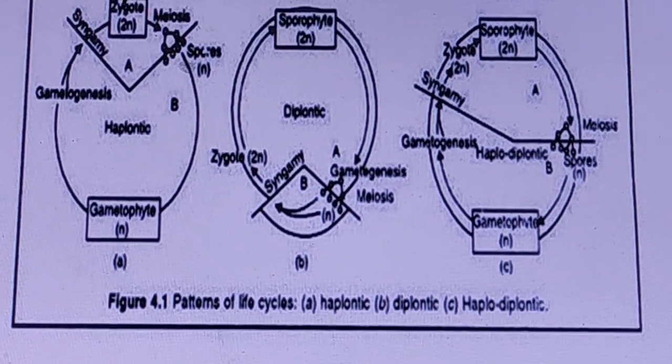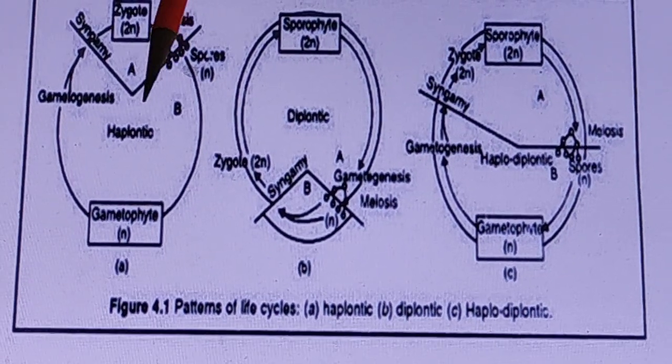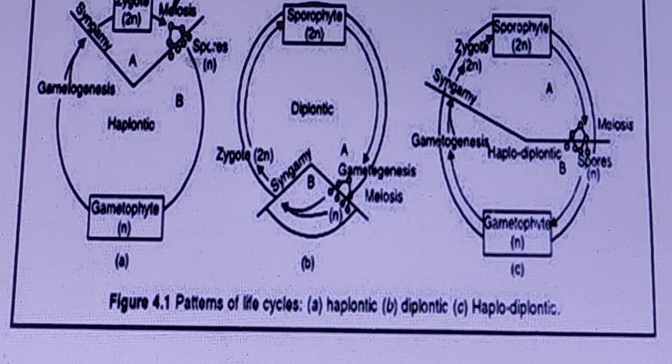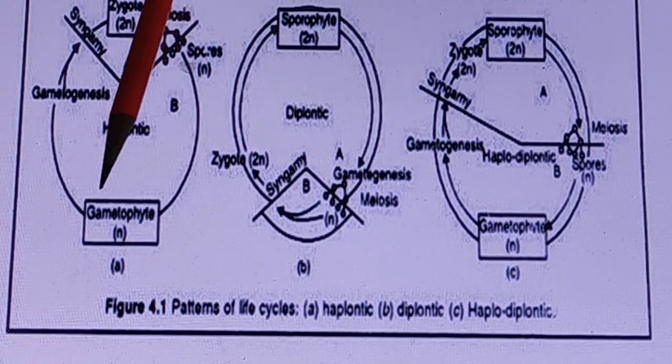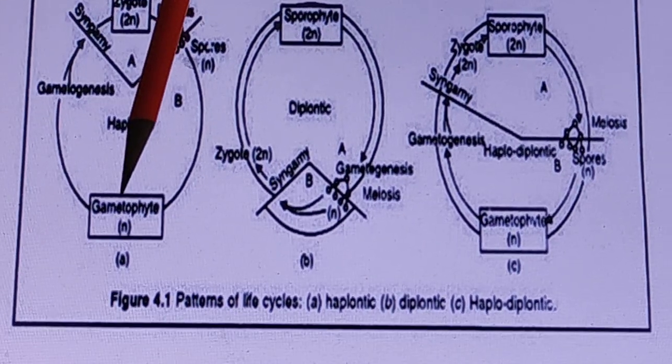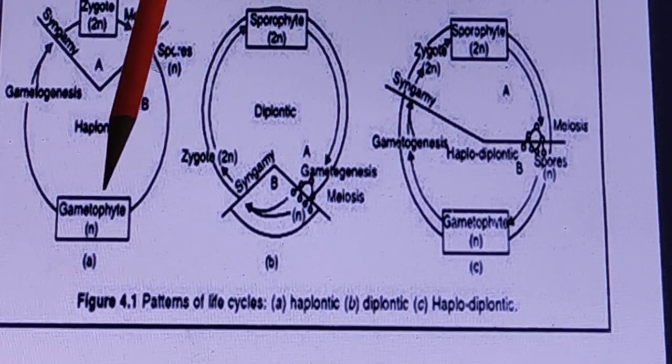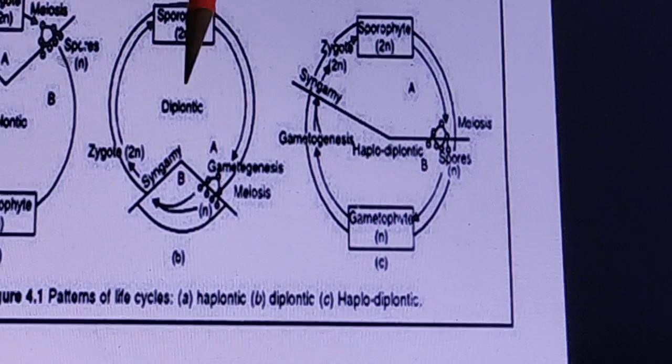So during the post-fertilization period in haplontic life cycle, zygote undergoes meiosis to produce spores which develop to gametophyte or the plant body, the offspring. Clear? Similarly, come to diplontic life cycle.